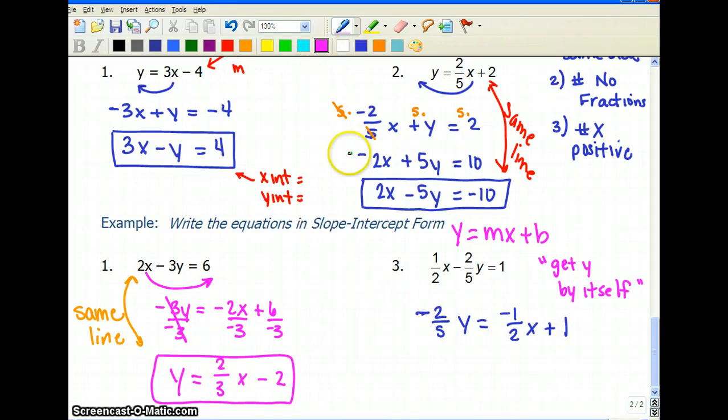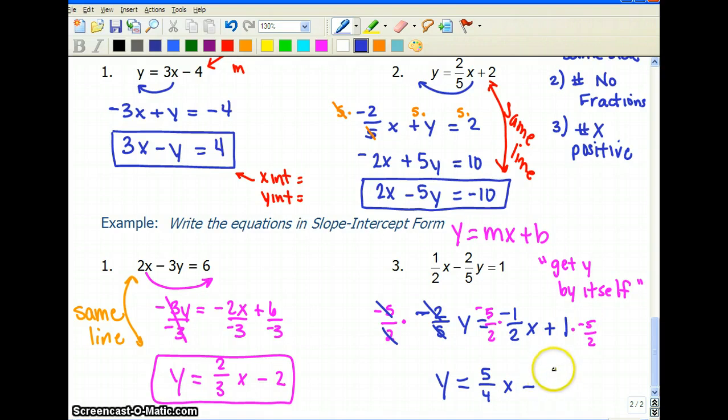So another way of doing it is you could say, well, to get rid of this whole thing, I need to multiply by negative 5 over 2, the reciprocal. Well, if you multiply that by negative 5 over 2, we have to multiply this by negative 5 over 2, and this by negative 5 over 2. On this side, these all cancel, so we end up with a y, which is what we wanted. Here we just have to remember, how do you multiply fractions? You just multiply the tops and the bottoms. We get positive 5/4, and 1 times negative 5/2 is negative 5/2. So fractions are okay in this form. So you need to make sure you know the difference between slope-intercept and standard form.